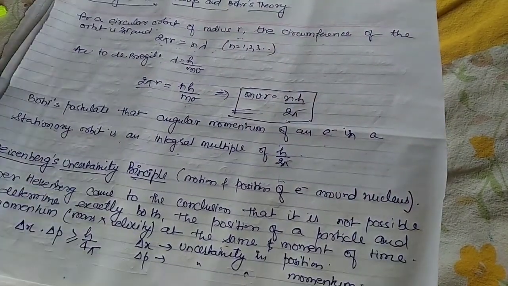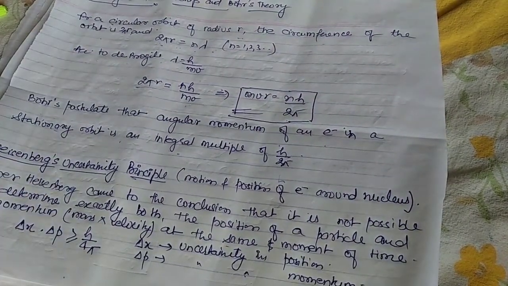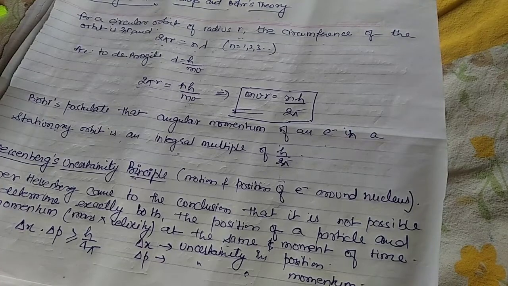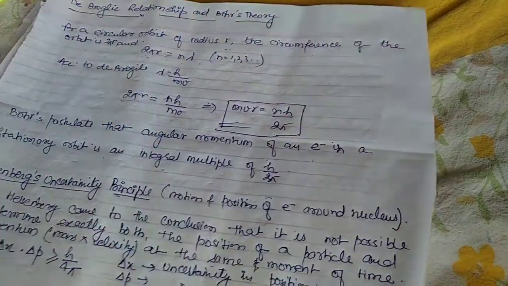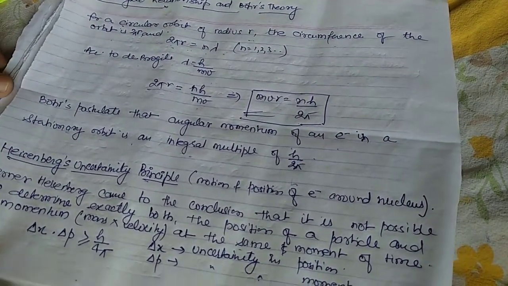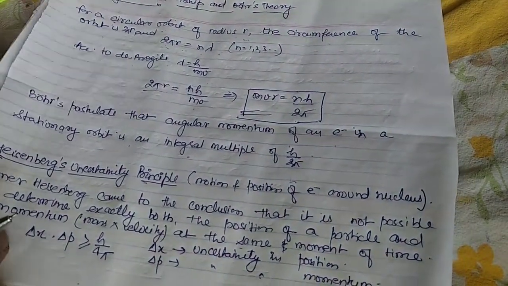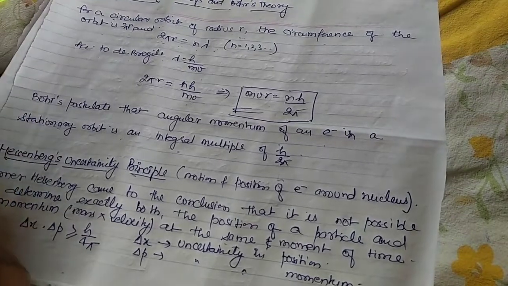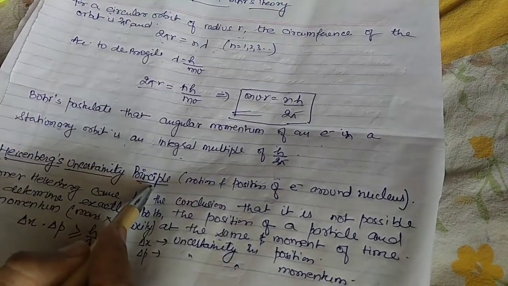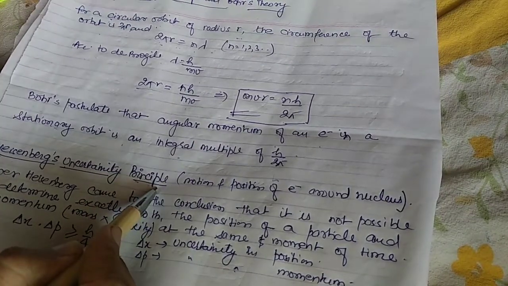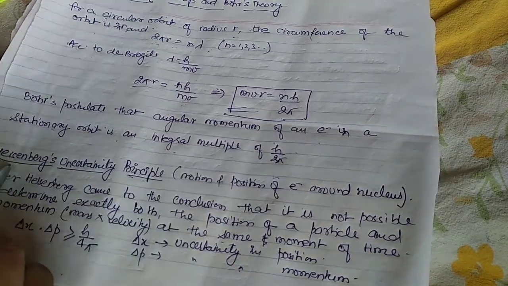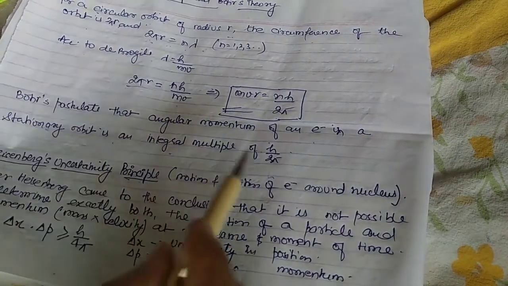Now once it was established, many theories came into existence and many scientists started working on describing the structure of the atom, how the electron exists, how orbits are given. One of the important principles was given by Werner Heisenberg, and this is known as the Heisenberg uncertainty principle. Uncertainty means that which is not certain. So what is this principle?